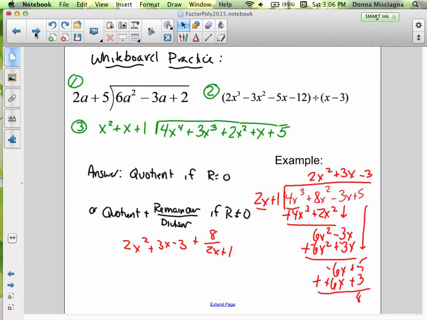And this bottom part here, that's just an example to remind you of the steps if you have a remainder. All right, and the steps for dividing.